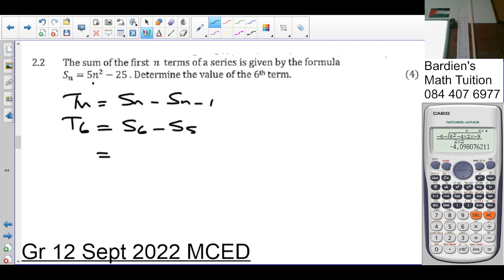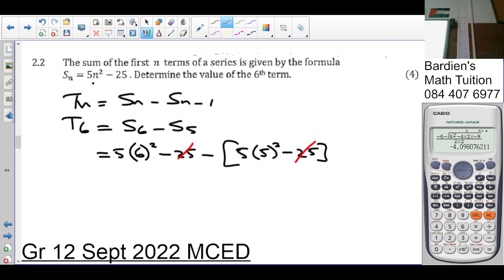So if I see n, I put the 6. So it's 5 into 6 squared minus 25, minus 5 times 5 squared minus 25. This gives us an answer of, it cancels. What's the answer? Sorry? 45. 55. Okay? Any confusion there, people? Very important to remember this. You've seen this question coming often as well. Okay.